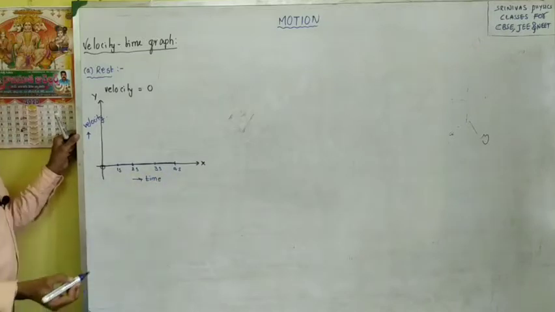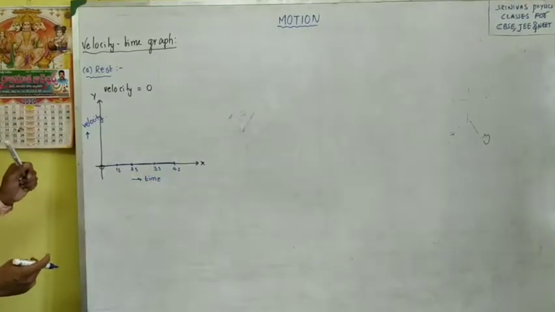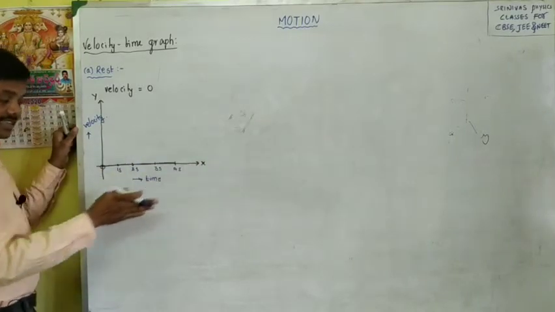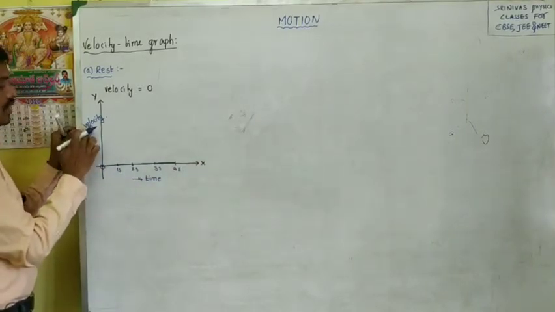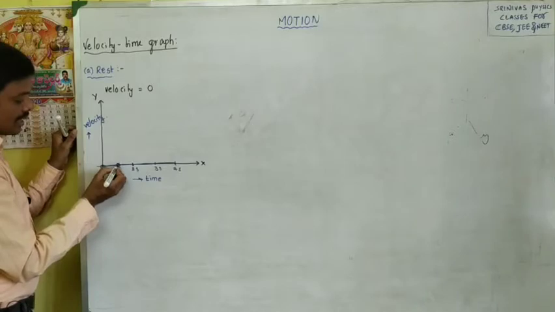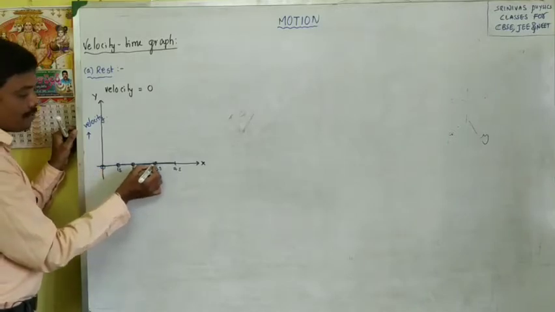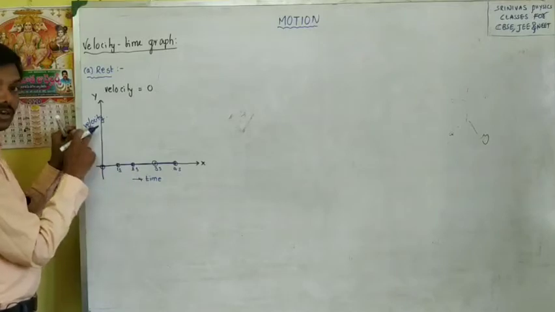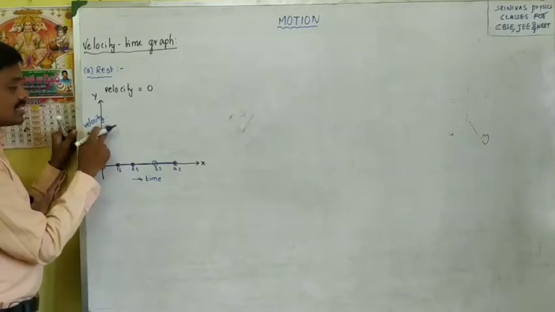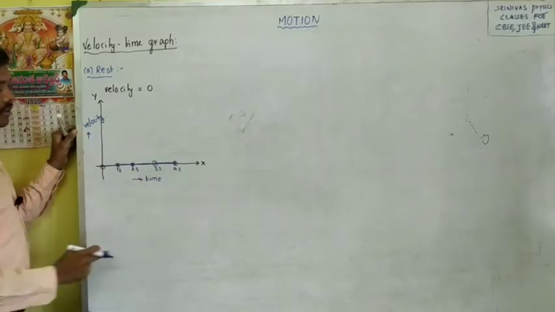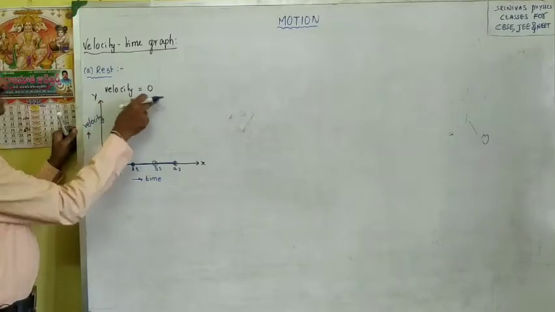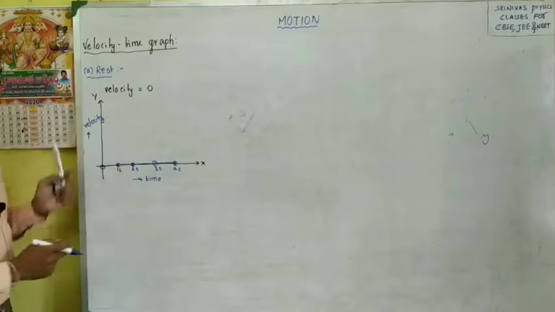Like this we will get the velocity time graph. It is along the x-axis. Along the x-axis we got the line, which means y is 0. All the points are on the x-axis, so y will be 0. What is y? Velocity is 0, right? For the rest body, the body which has 0 velocity, the graph will be like this.